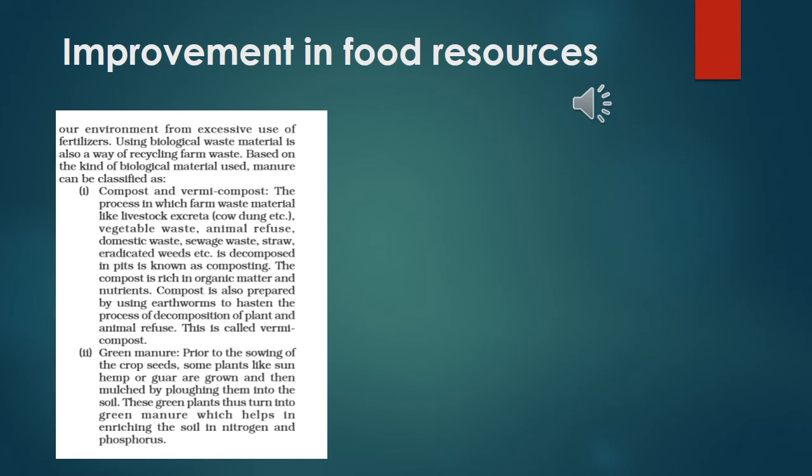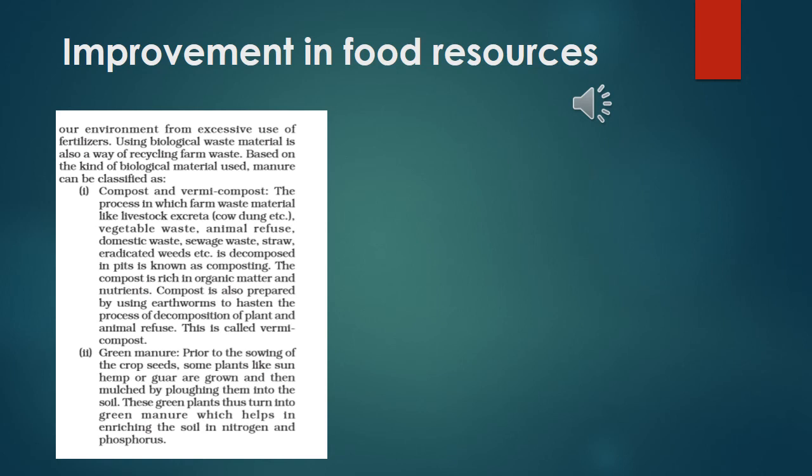Actually, in compost, organic matter is in rich quantity. Vermicompost is another example of manure, which is prepared by using earthworms to hasten the process of decomposition of plant and animal refuse, and this is called vermicompost. So this is the difference between compost and vermicompost. Both are actually manure. In the case of compost, we use only the waste or organic material, but in the case of vermicompost, we use some earthworms along with this, and these earthworms decompose it, so the decomposition process takes place very fast, and that is called vermicompost.